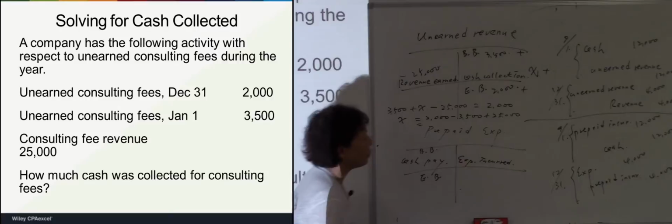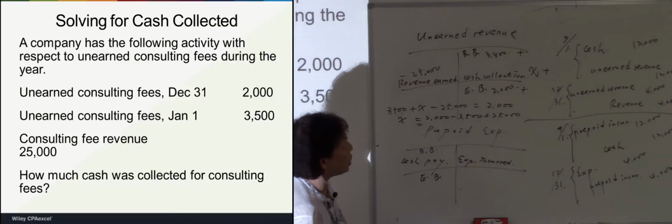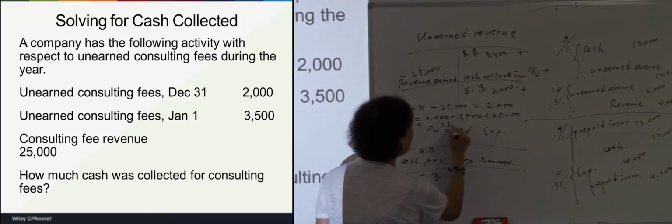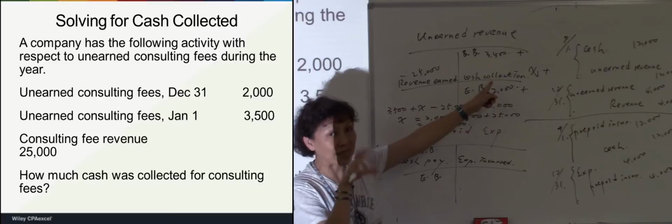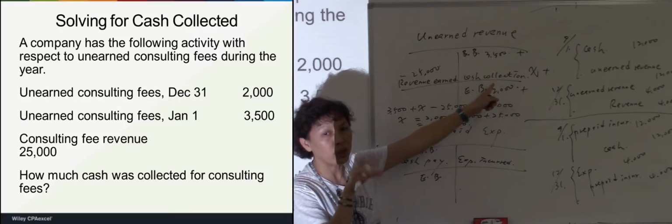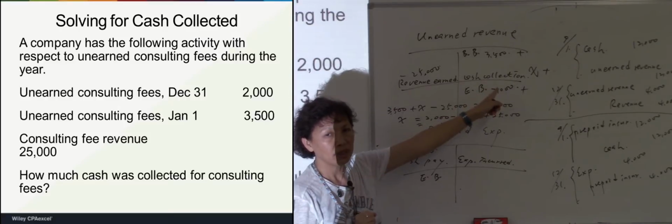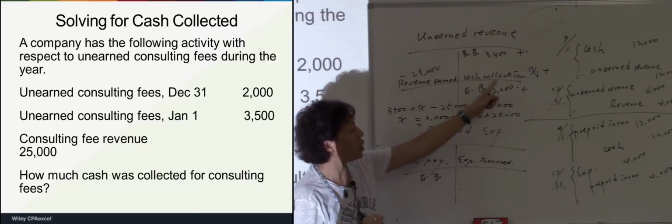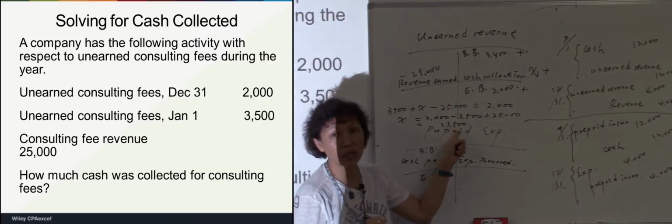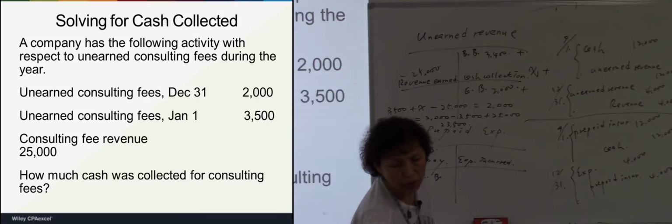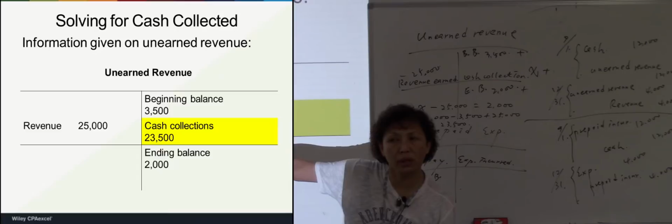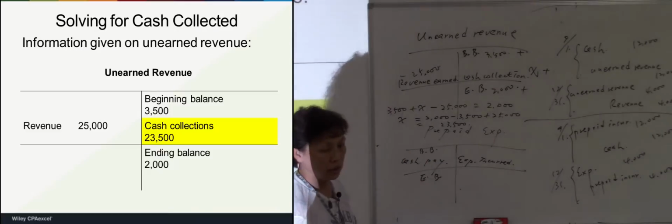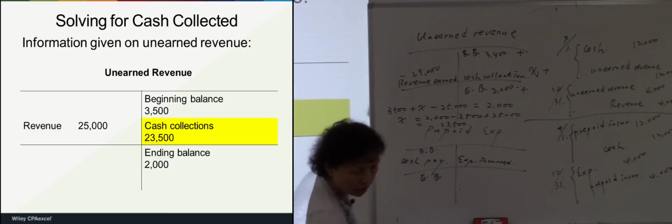So how much do we have? Do we have 23,500? Right? 23,500 will be the amount that we collect, the amount of cash we collect from customers. Got it? The cash collection amount is 23,500. Let's see if we get the correct answer. Any question? If no question, I'll give you 1 minute.